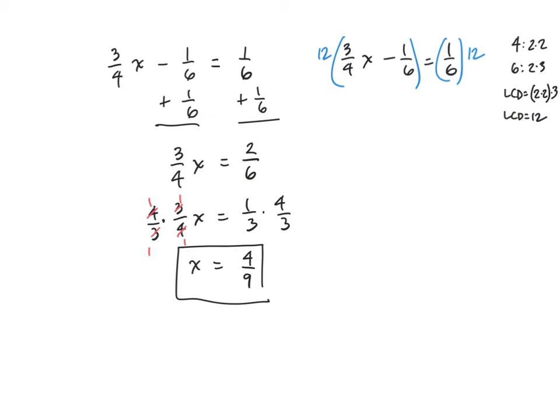12 times 3 is 36, and then divide that by 4, that's 9. Or you could cancel that 12 with the 4. So on the left here, I get 9x, and then minus 12 times 1/6. The 12 and the 6 will cancel, and you will get 2. Equals, and then again, we'll get 2 over here. So now I have a nice simple equation with no fractions.